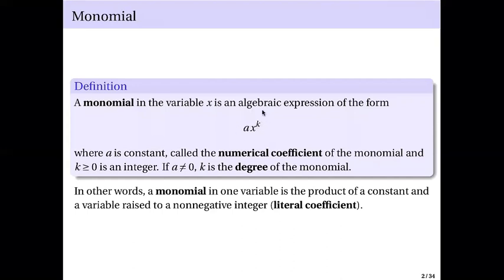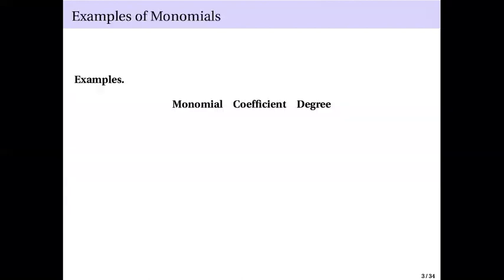So a monomial is just a product of some number times a variable raised to some certain power. And the power must be an integer greater than or equal to 0. For example, here you have 3x to the 4. The 3 here is the coefficient, and the degree of this monomial is equal to 4, the exponent of x.